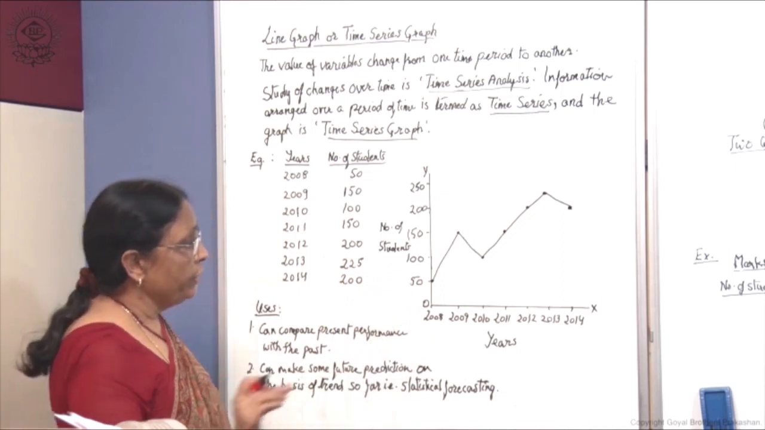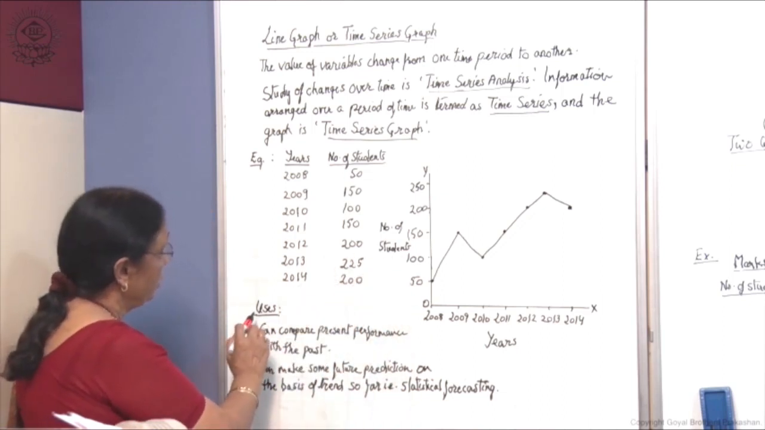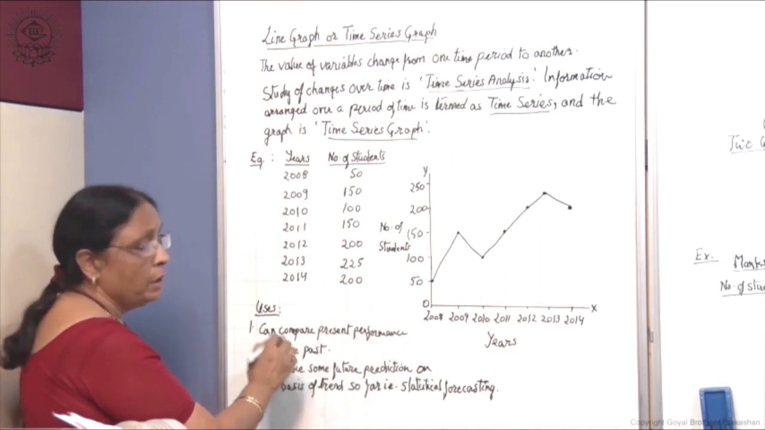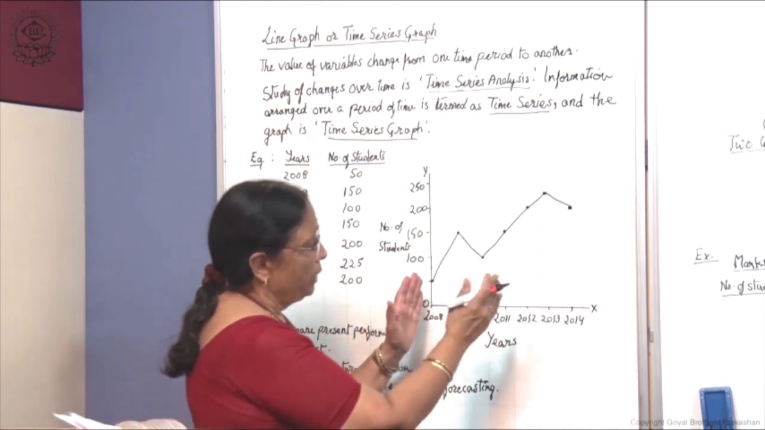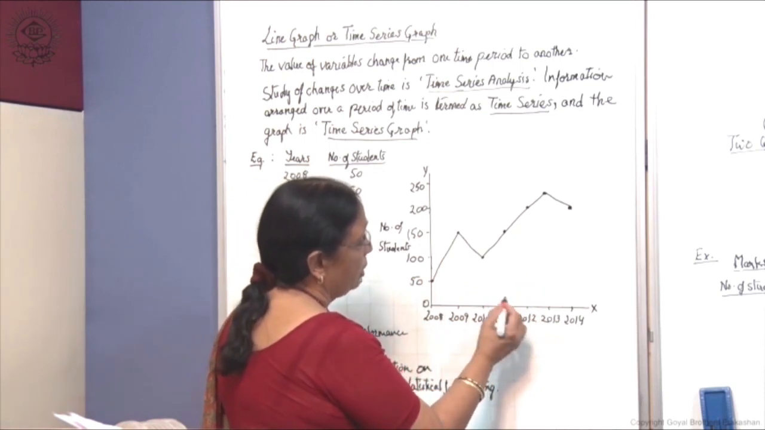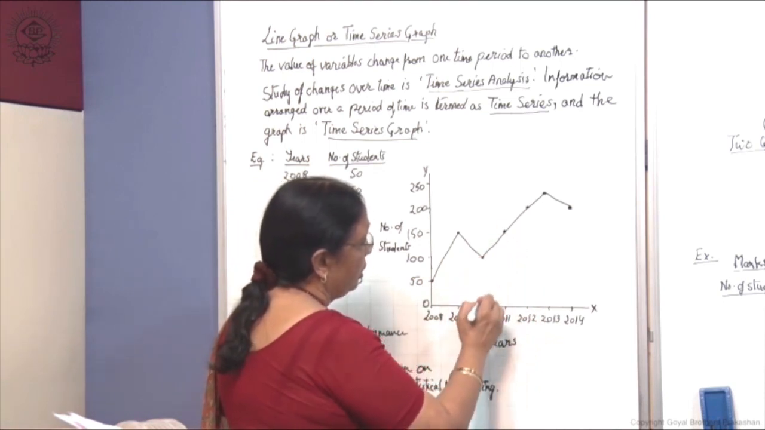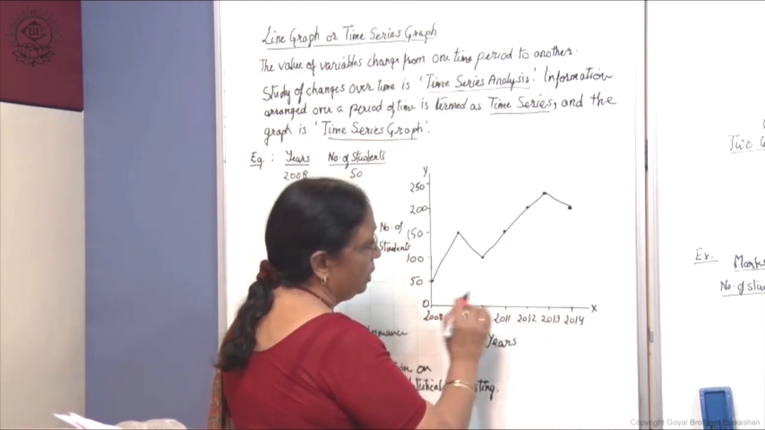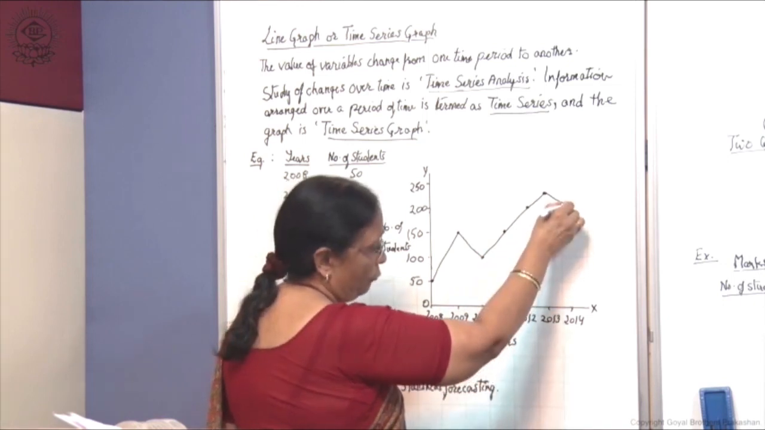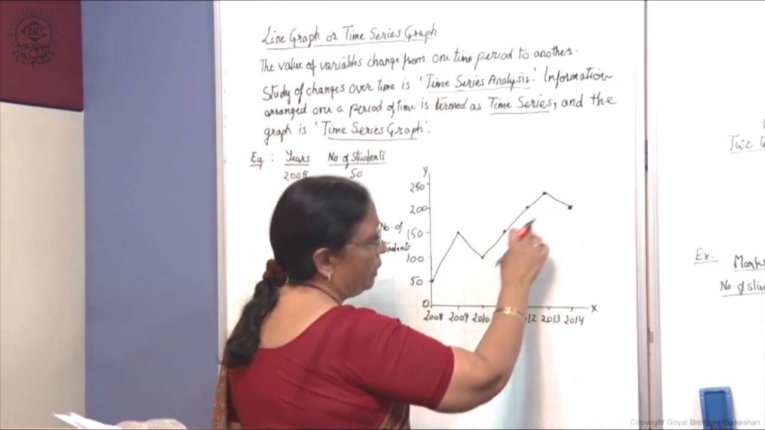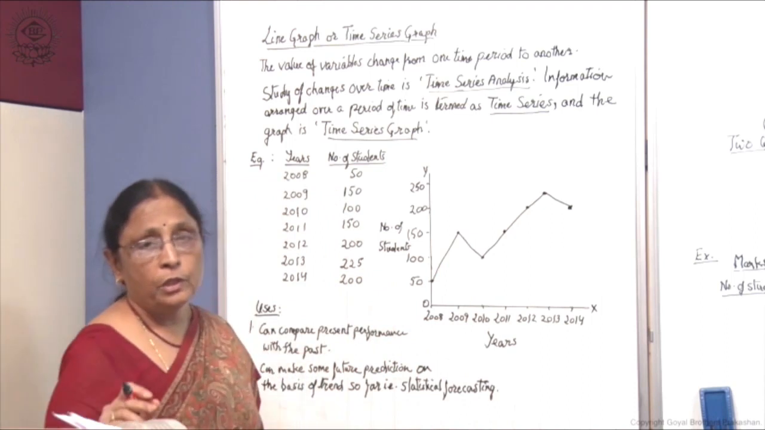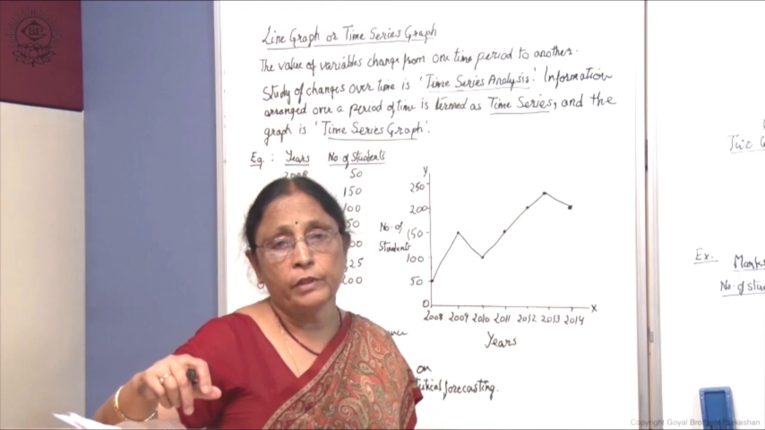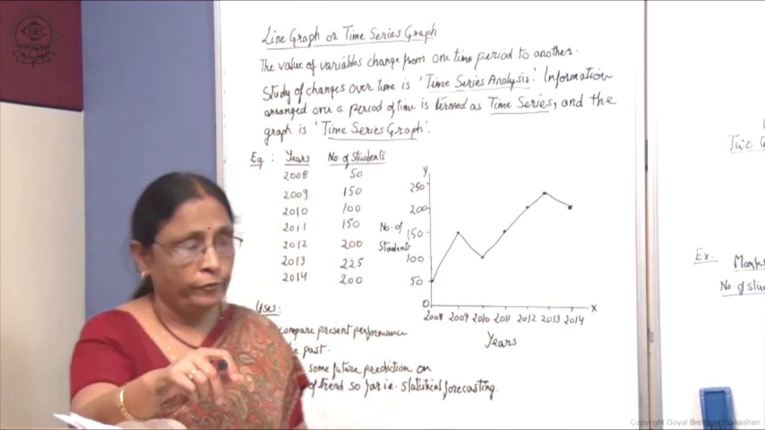Now what is the use of these time series graphs? Main two uses are here. You can compare present performance with the past. That means here you can compare the number of students of 2014 with 2010. It was here and now in 2014 it is here. You can compare whether it is increasing or decreasing. So, comparison of the present with the past is easier with the help of a time series graph.